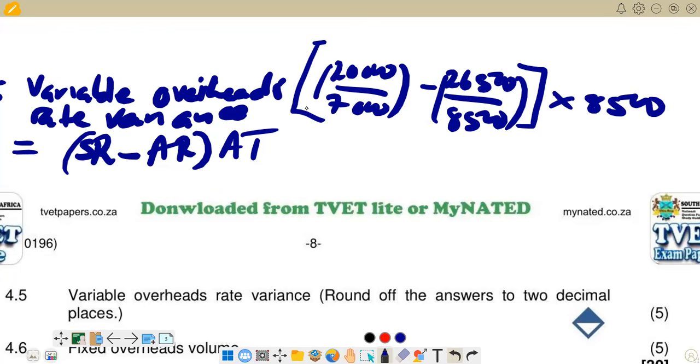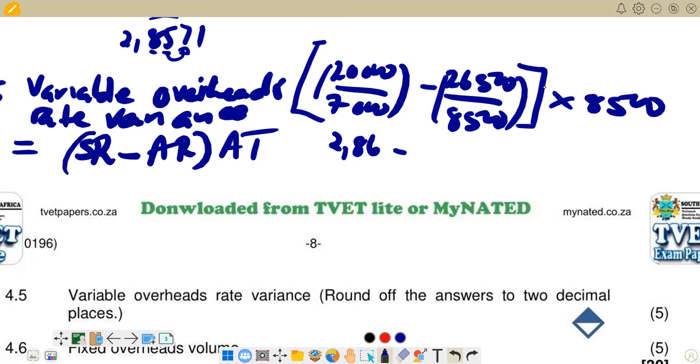Let's try to divide 20,000 by 7,000. If you divide that one, you get 2.8571, and then 42857. But we are supposed to round off to the nearest two decimal places. So the digit here is 7, which is above 5, so it is going to change. This one becomes 6, so it becomes 2.86. So here you've got 2.86.